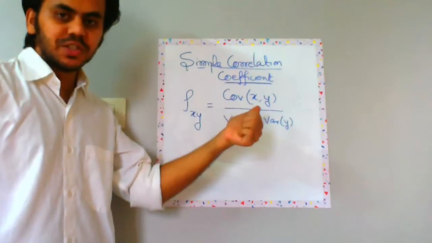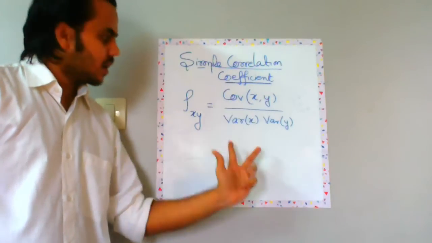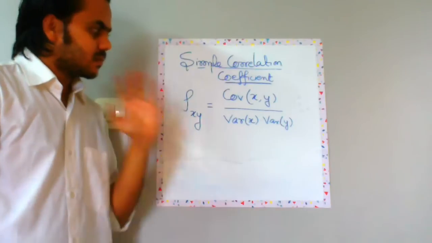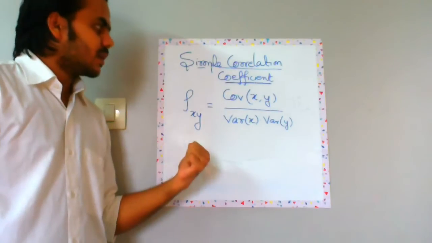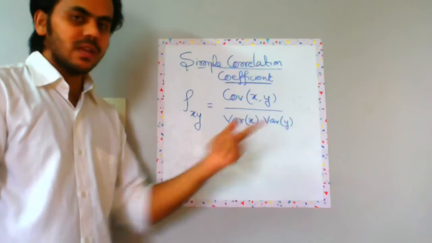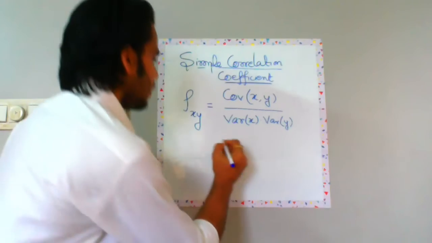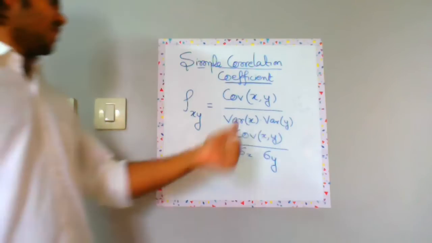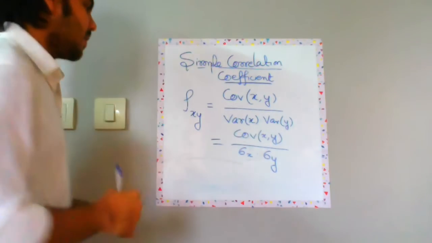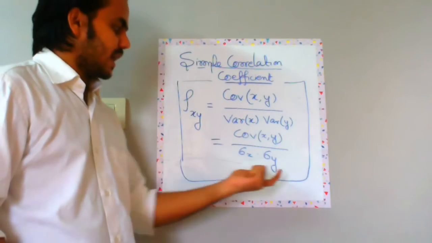Simple correlation coefficient or rho xy is covariance of xy upon the product of variance in x and y. I'll recap. Rho xy or simple correlation coefficient is covariance of xy upon variance of x into variance of y. Let's give it symbols. So in place of variance x and variance y, we can also write sigma x and sigma y. So to sum up, correlation coefficient is covariance in xy upon sigma x, sigma y.